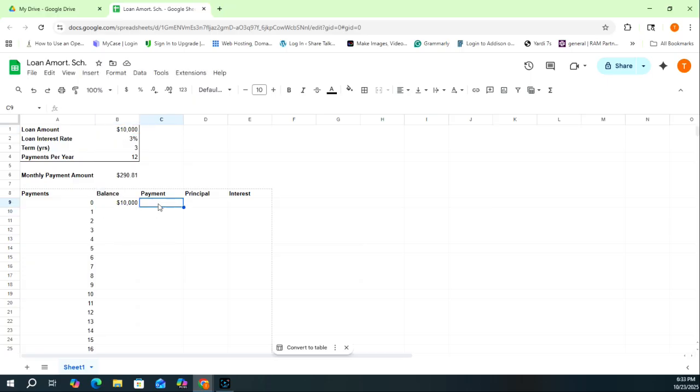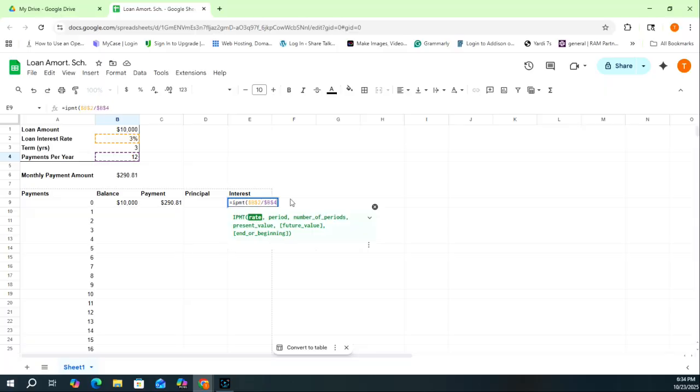Next, I'm going to put the balance, which is going to be the amount of the loan that we took out. For the payment, I'm going to reference the monthly payment amount, which is cell B6. And I want to lock this in place, so I'm going to hit F4. For the interest payment, I'm going to use the IPMT function to calculate the interest. And the interest rate is going to be interest rate 3% divided by payments per year of 12. But I'm going to lock all this in. I'm going to hit F4. I'm going to lock this in, hit F4.